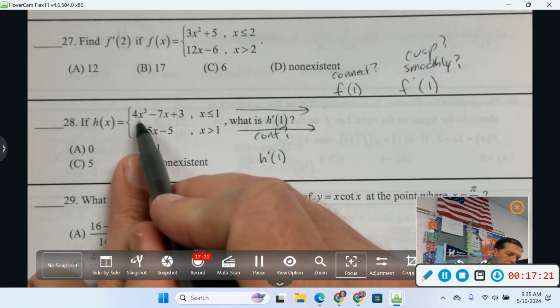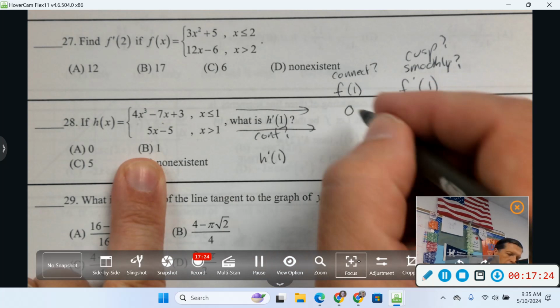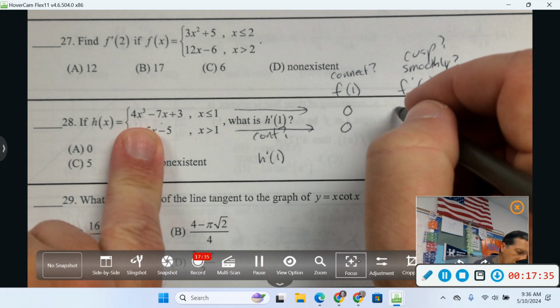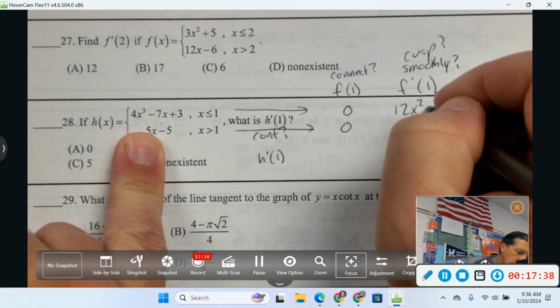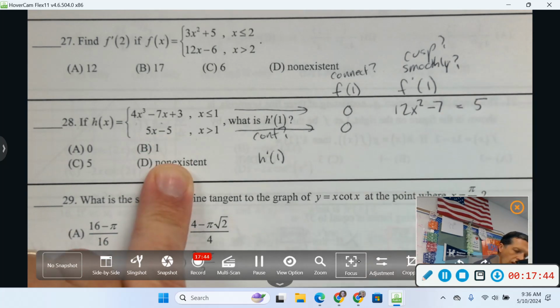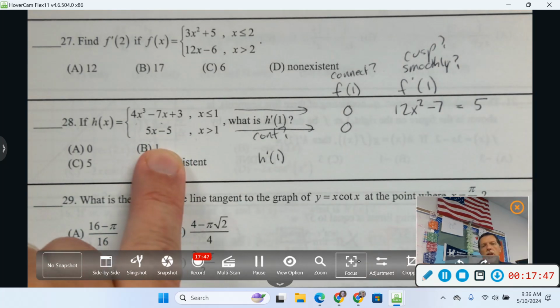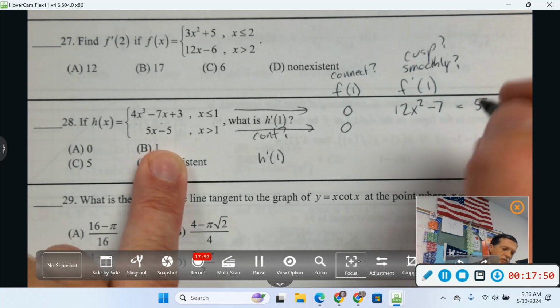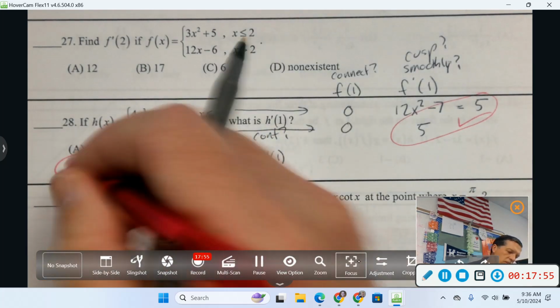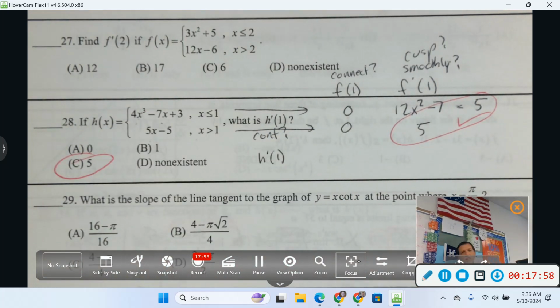So we plug in 1, 4 minus 7 plus 3 is 0, 5 minus 5 is 0. Okay, so they connect, so it's continuous. So that means now we can move to the next question and say, well, what's the derivative of each piece? 12x squared minus 7. And if I plug in 1, I get 5. The derivative of the second piece is just 5. So they match. So that derivative is 5. So they connect, and they connect smoothly with a slope of 5.